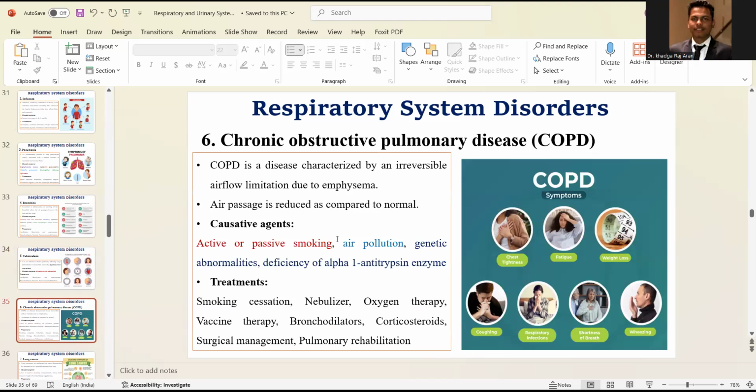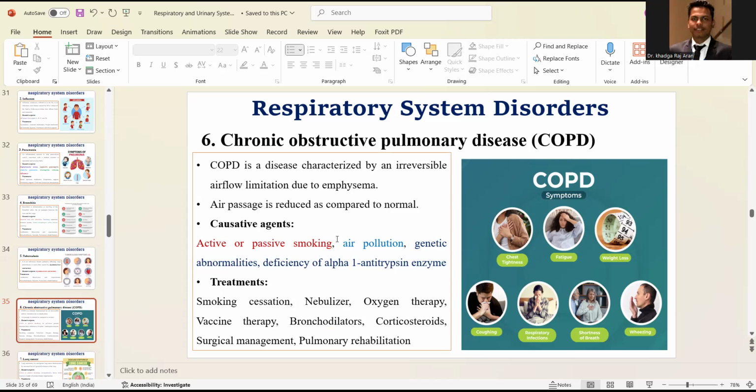Next, COPD. COPD is one of the obstructive pulmonary diseases, and it is characterized by irreversible airflow limitation due to the formation of emphysema. It is caused by smoking like cigarettes, air pollution, or it may be caused by some genetic abnormalities. There are various symptoms of COPD like chest pain, fatigue, weight loss, dyspnea, respiratory infections, or maybe coughing.